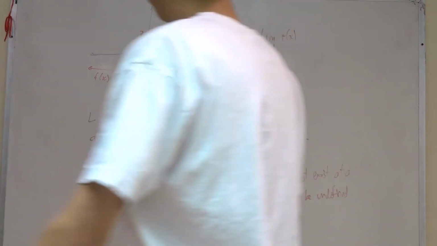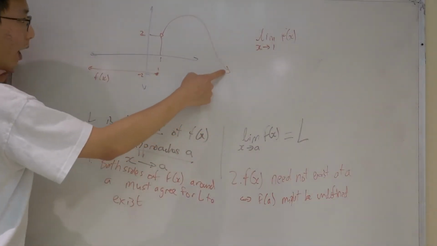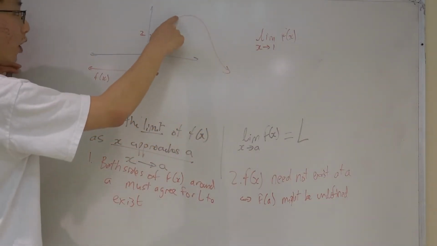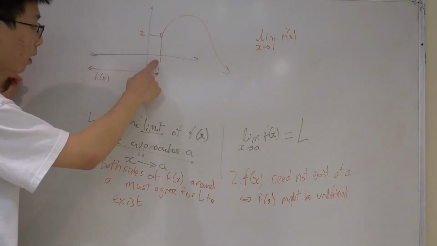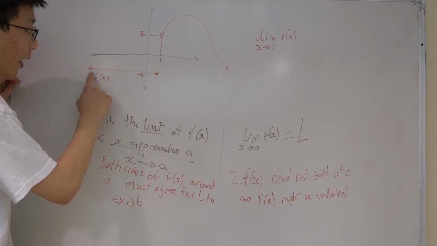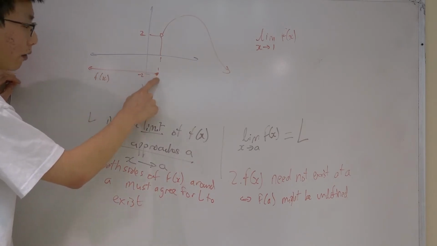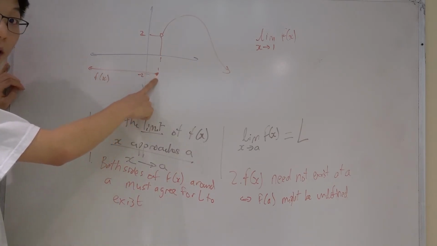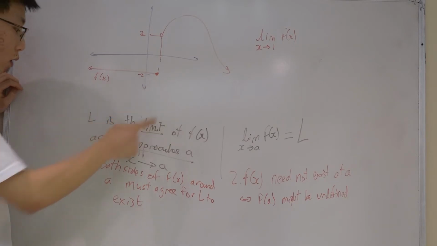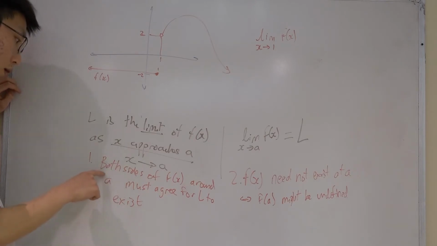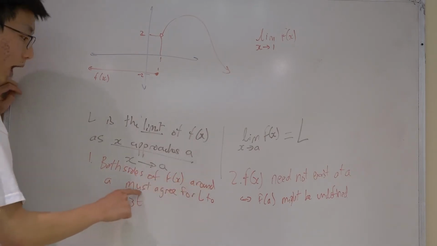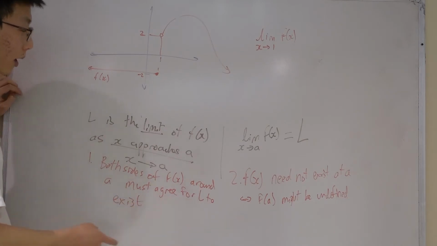But look at it. If I approach from this side, it looks like the function is going to send me to 2 by the time I get to 1. And if I approach from this side, it looks like my function is going to send me to -2 by the time I get to x equals 1. And of course that violates principle 1. Look what it says: both sides of f of x around a must agree for L to exist.